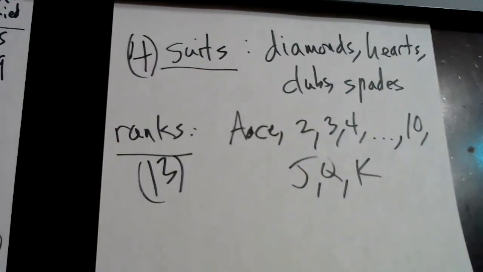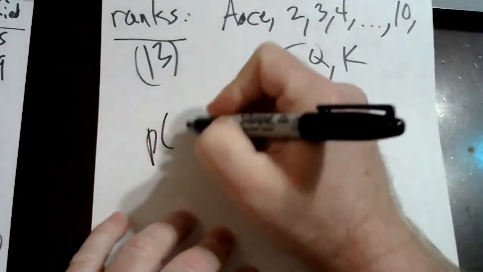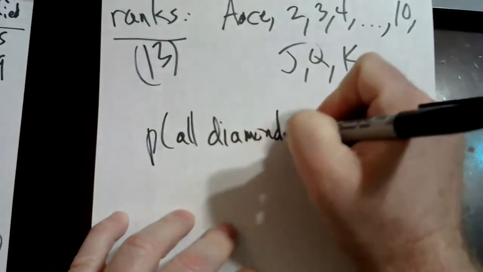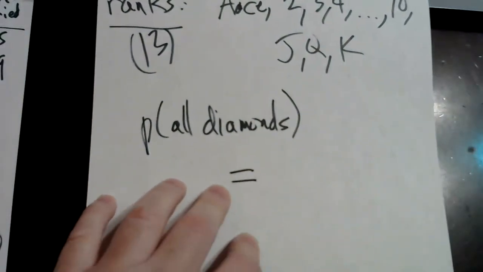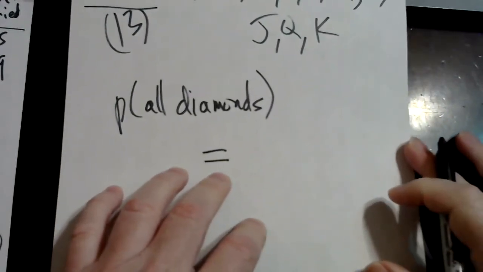Well, let's see if we can figure out this one. It says we're going to draw 5 cards. What's the probability that they're all diamonds? This one is kind of tricky, so I got to show you how to do it. Okay. So the event is that we get all 5 cards being diamonds. So we have to count the number of ways for that to happen.